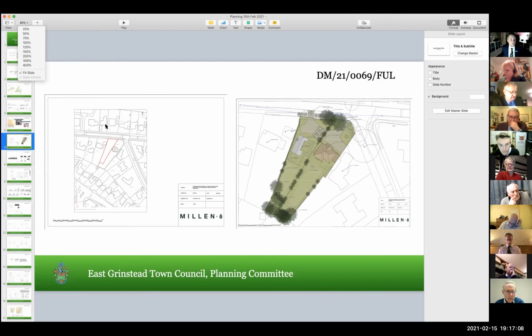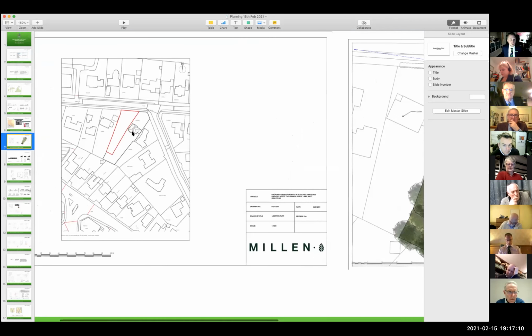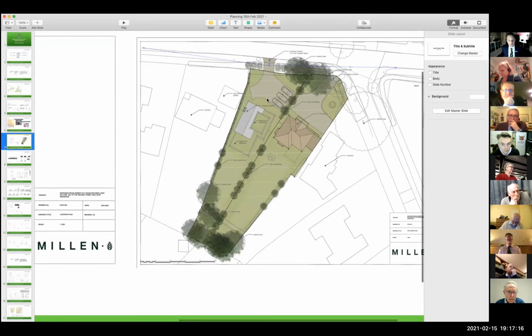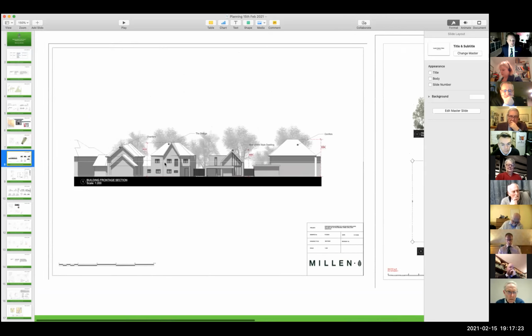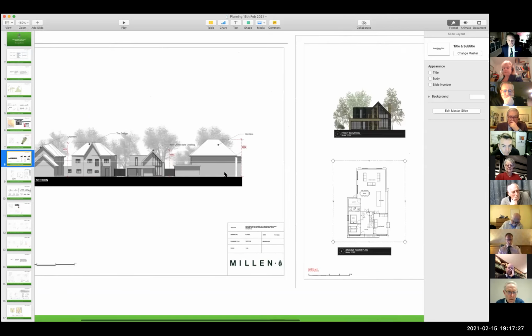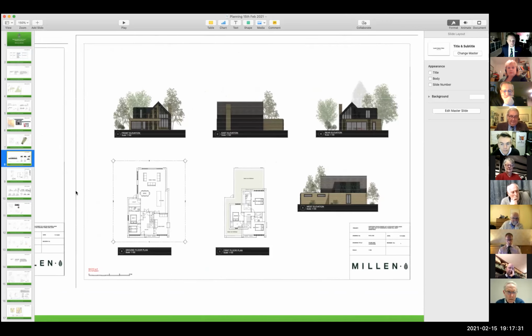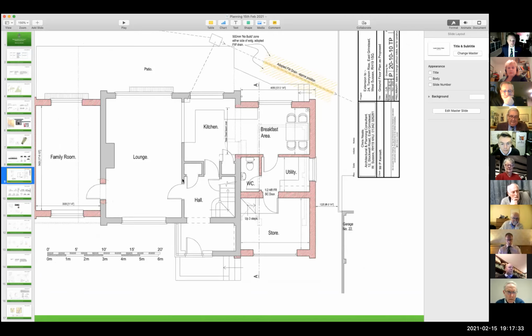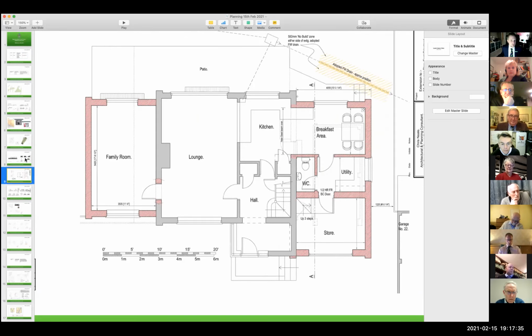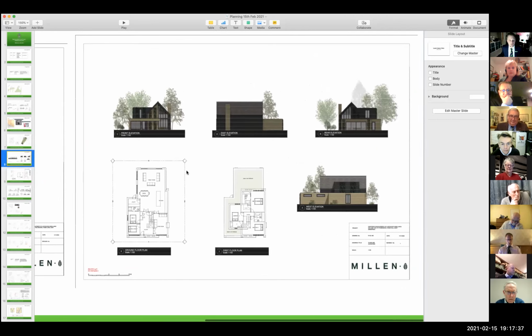So this is the boundary here, showing that it is effectively the side of the garden of this house. This is where the new property and new entrance will go. This is the current street scene. There's a gap here at the moment, and this is the proposed new property. So that's basically the new property.